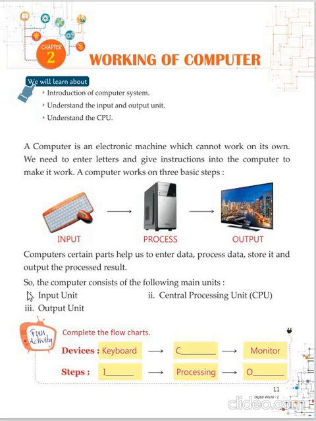So, now remember children, computer consists of the following three units. These are main units. This is called the input unit. This is the central processing unit. And this is output unit. Input unit from where input is taken. Process unit where processing takes place. Output unit where your output is displaying.